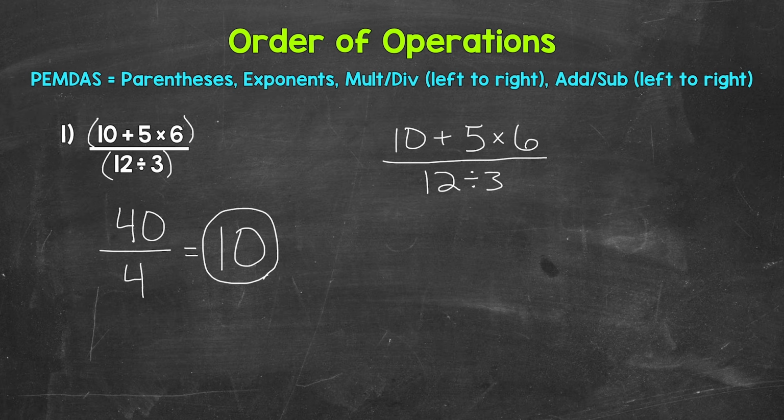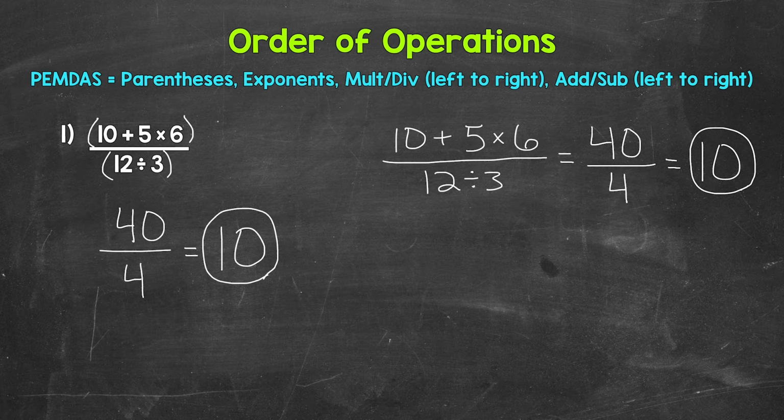So let's start with the top. We need to multiply first. 5 times 6 is 30, so 10 plus 30 gives us 40. And then as far as the bottom, 12 divided by 3 gives us 4. So we end up with 40 over 4. So 40 divided by 4 now gives us that answer of 10. So just a different way to work through the problem. We get the same answer either way, but if you prefer working your way down, or maybe you prefer working your way to the side, either way will work. Let's move on to number 2.